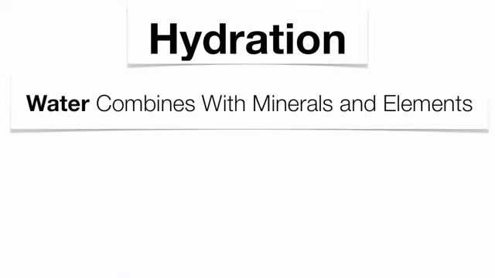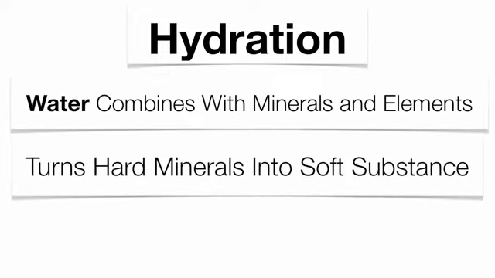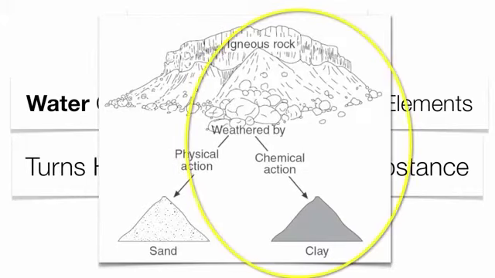Now the last type is what we call hydration. And this is when water is going to attack the minerals and elements within a rock. And really what happens here is that it turns very hard minerals into very soft substances. A good example of this would be feldspar being attacked by water in the hydration process to create a very weak clay. And that's what's demonstrated here on the right-hand side of this diagram. So those are your basic types of chemical weathering that you should have an idea about.